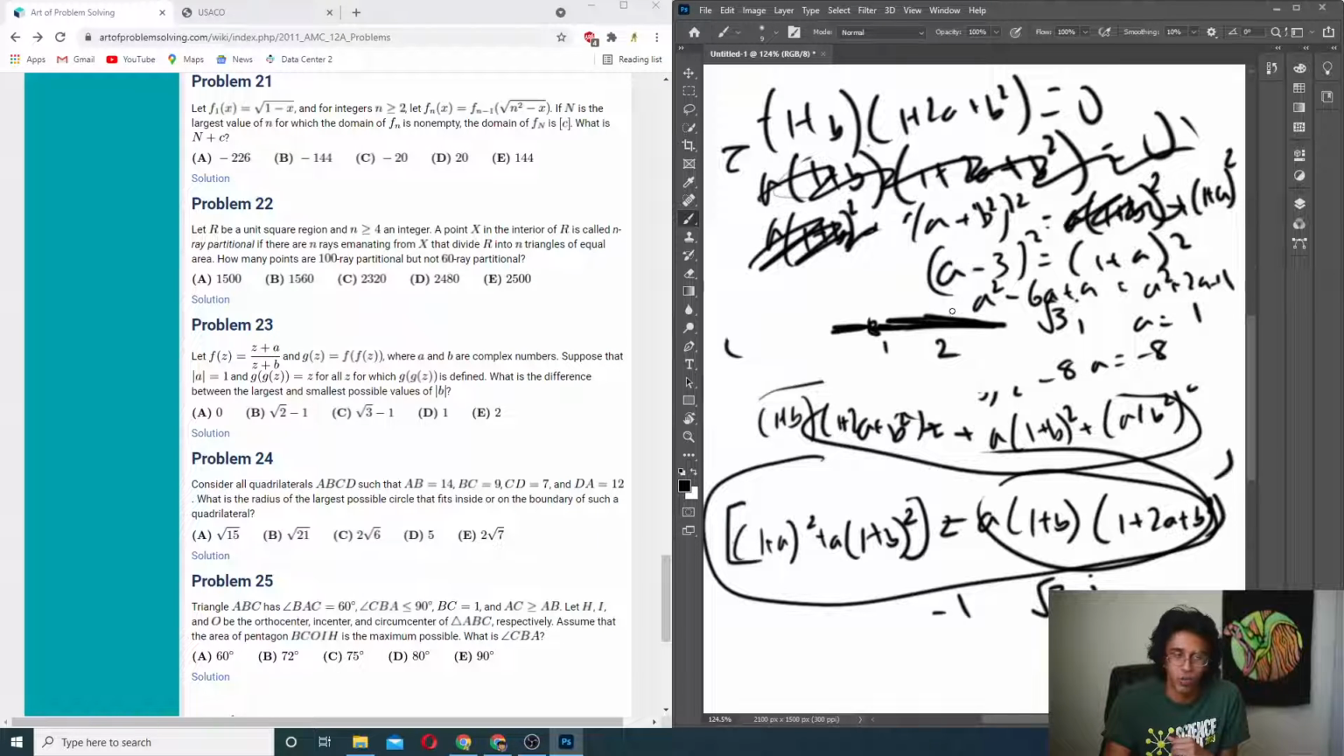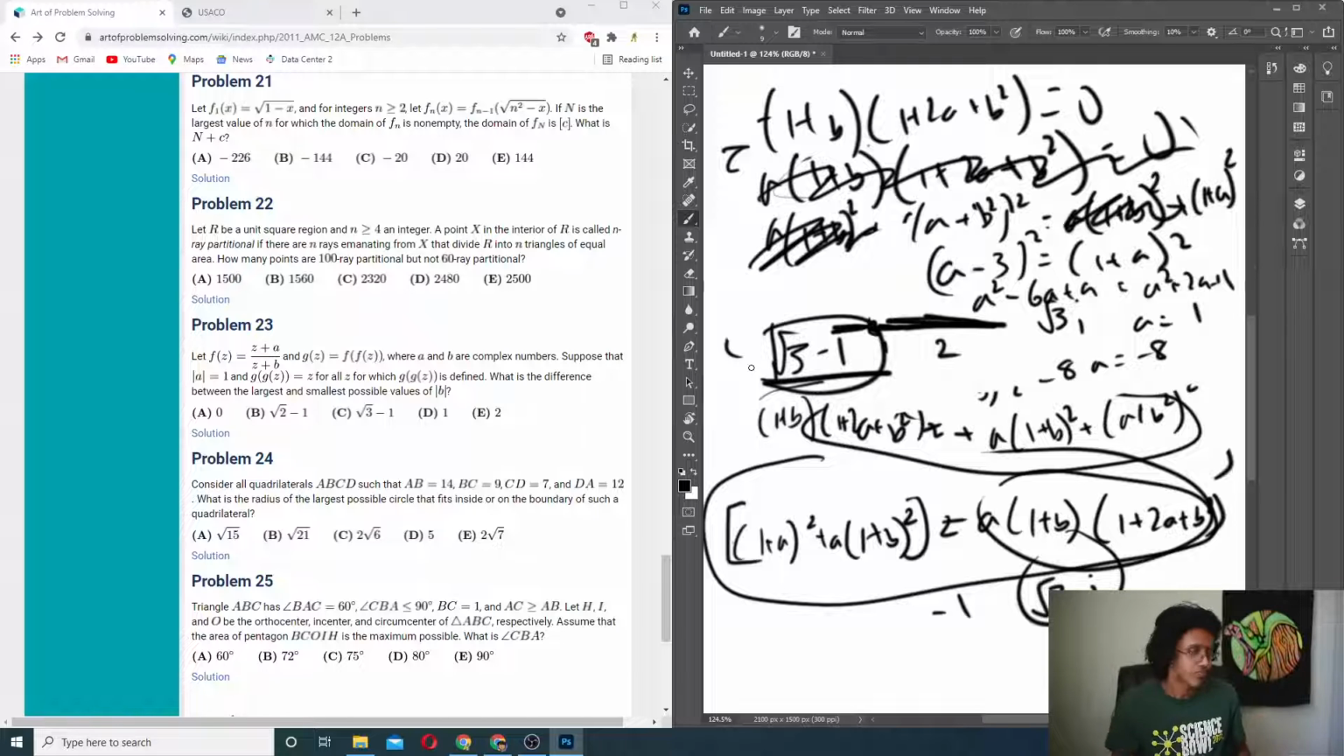And anything in between would not be maximum or minimum, right? Because we can see that this thing rotates around. It's not going to be smaller or bigger than 1 or root 3. So our answer is simply root 3, which is the biggest one, and 1, which is the smallest one. And you do root 3 minus 1 is equal to our answer. Very nice. And our answer is C.